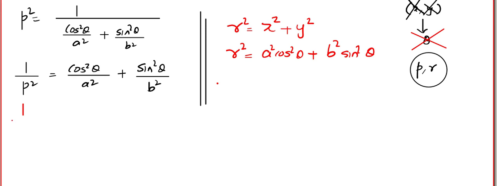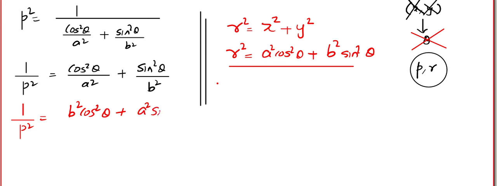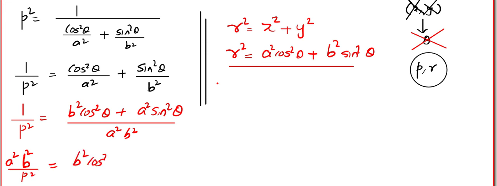Yeah, so 1 by p square is equal to, not exactly the same thing, something similar. So look at this. b square cos square theta plus a square sin square theta by a square b square. Okay, a square b square by p square is equal to b square cos square theta plus a square sin square theta. Now once more let me ask you, what is our job? Our job is to destroy theta but to introduce p and r.